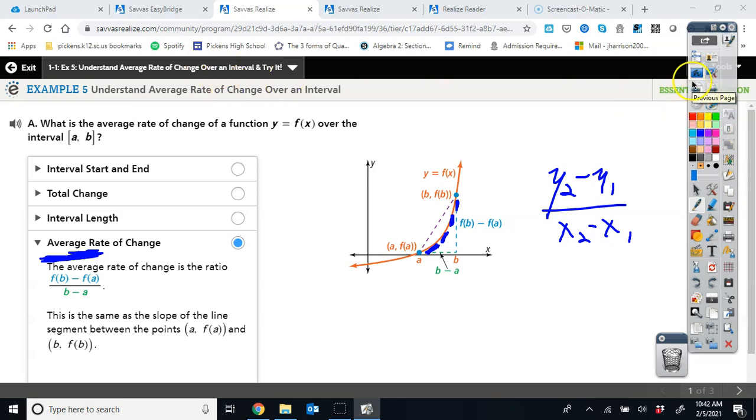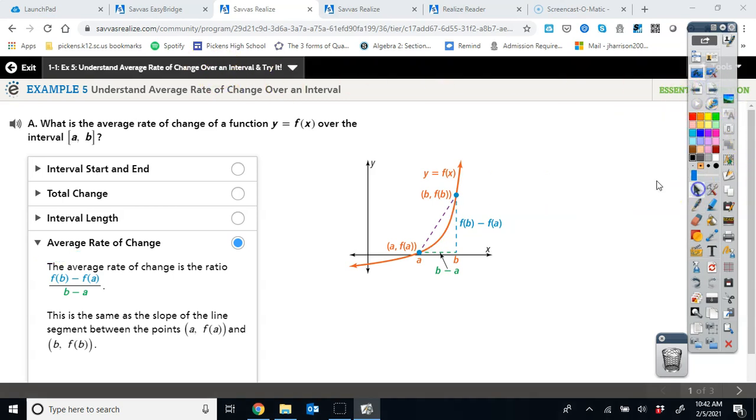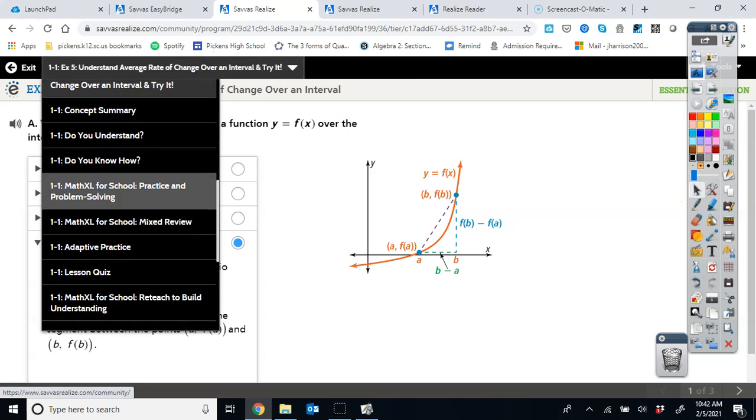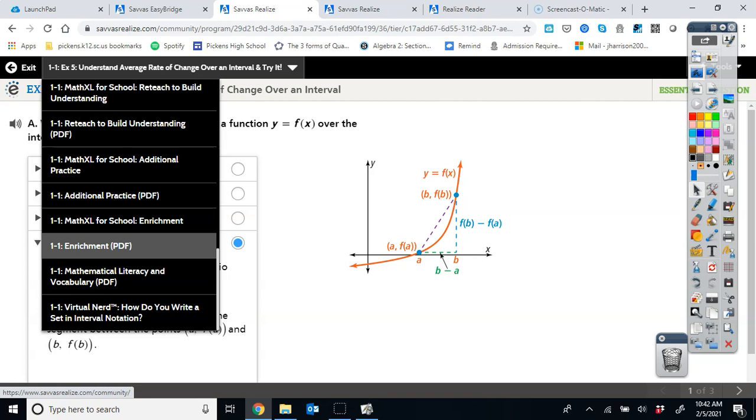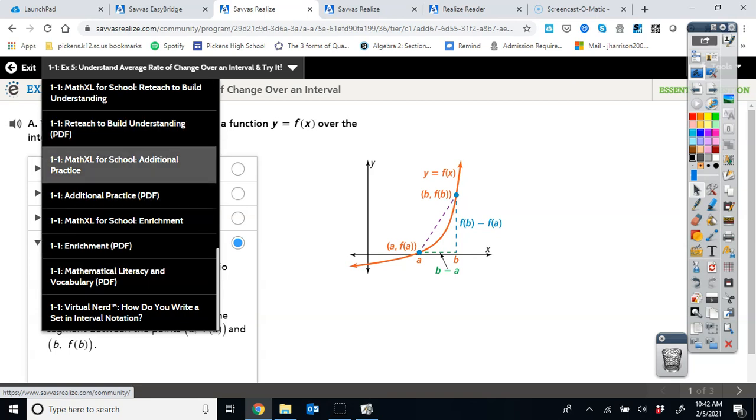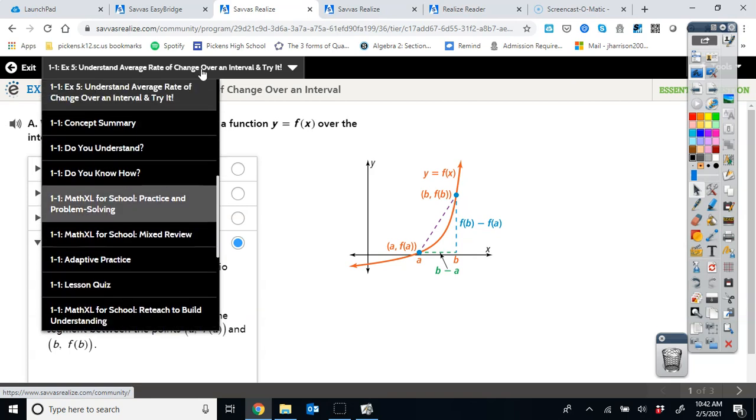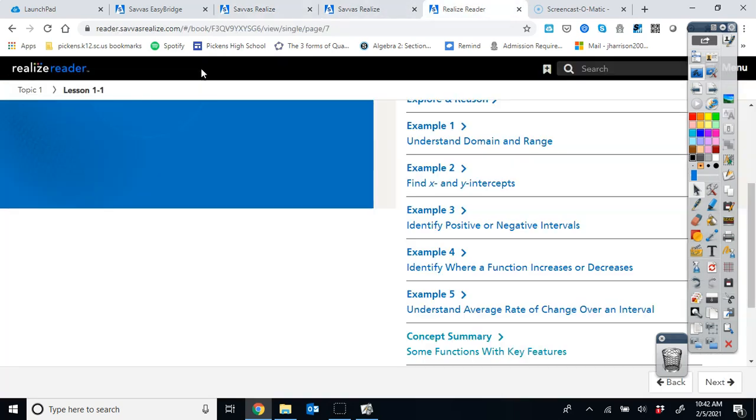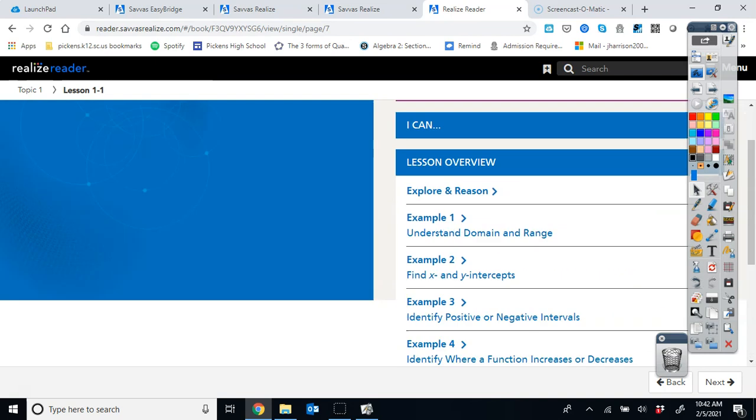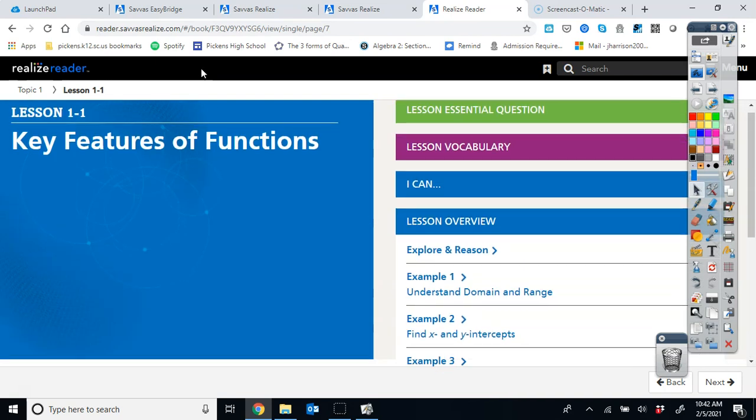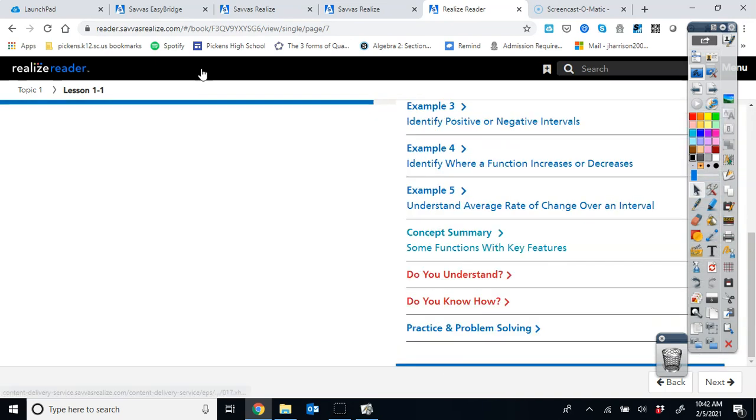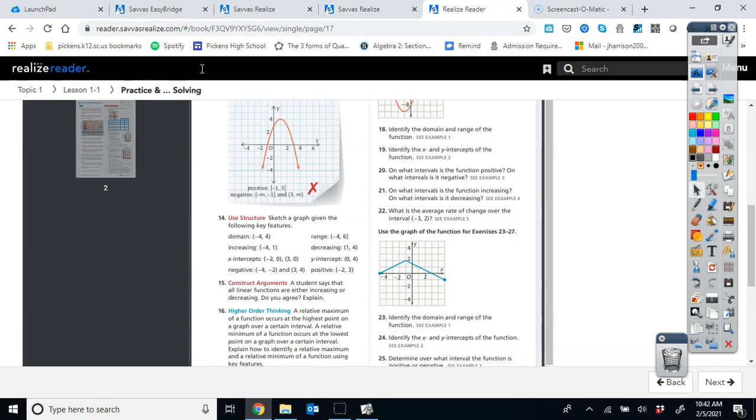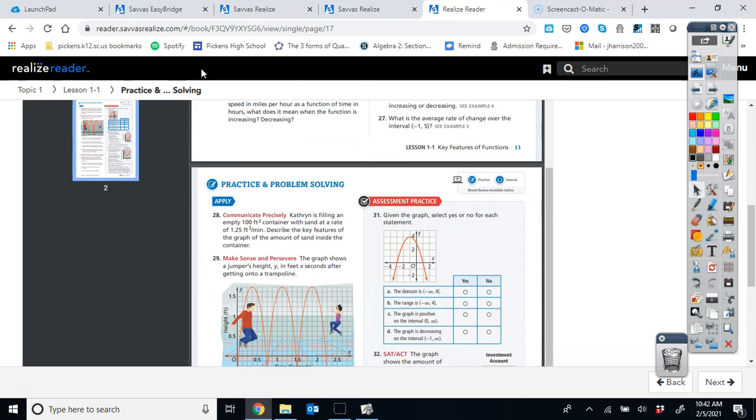Again, your homework will be based off of the practice and problem solving that is in the textbook. Now, the practice and problem solving, it's not going to be right here, is it? Yep. Okay, so let me go back over here, see if it's still open. Remember when we had the lesson key features of functions open, the practice and problem solving will be the bottom little tab there. It'll open up a PDF page of your textbook, and this is where you will see the problems.